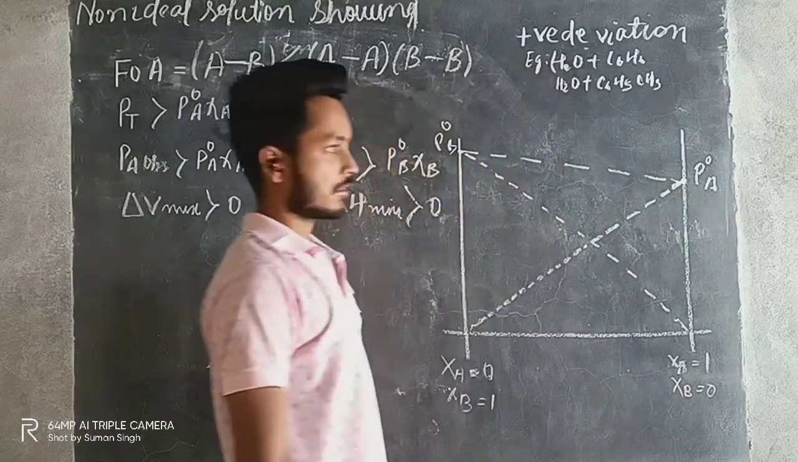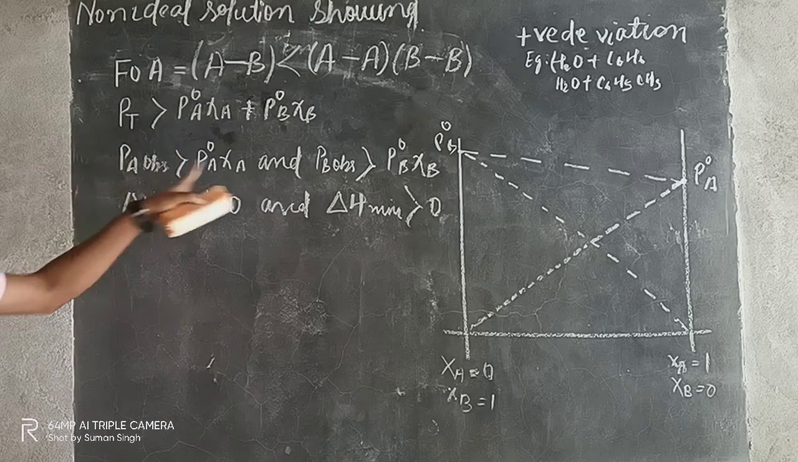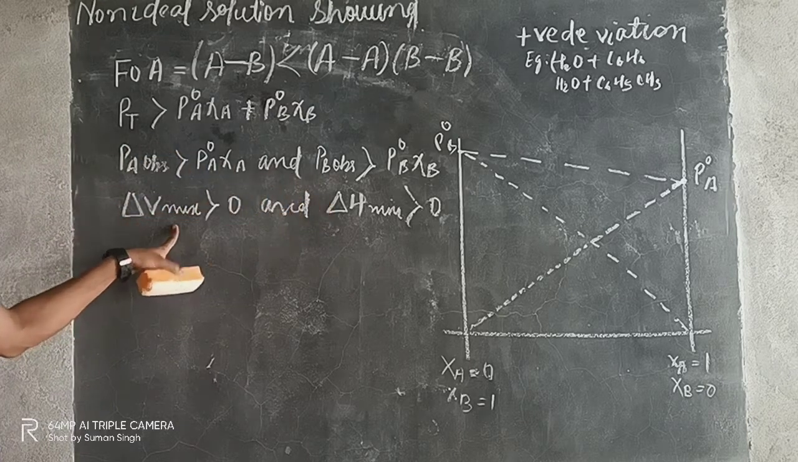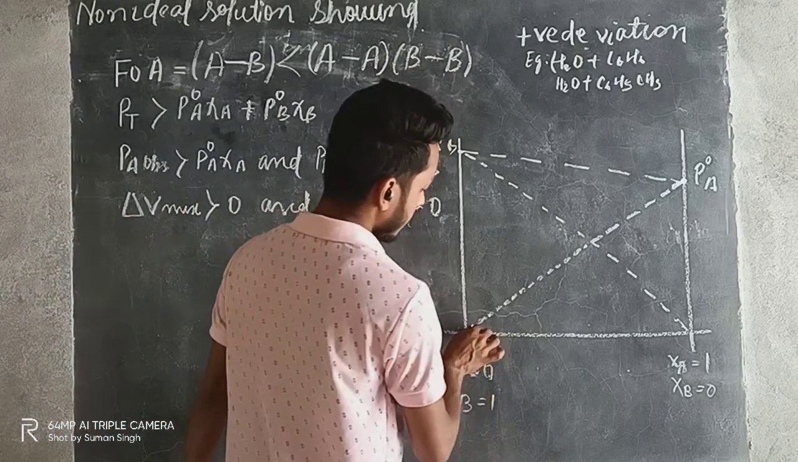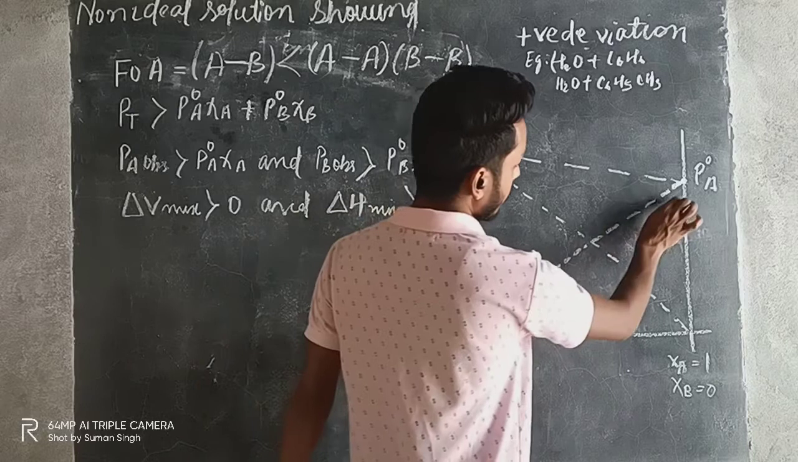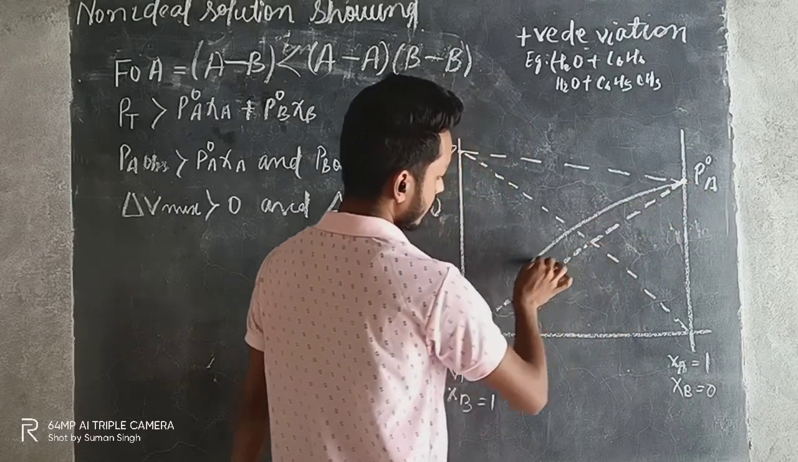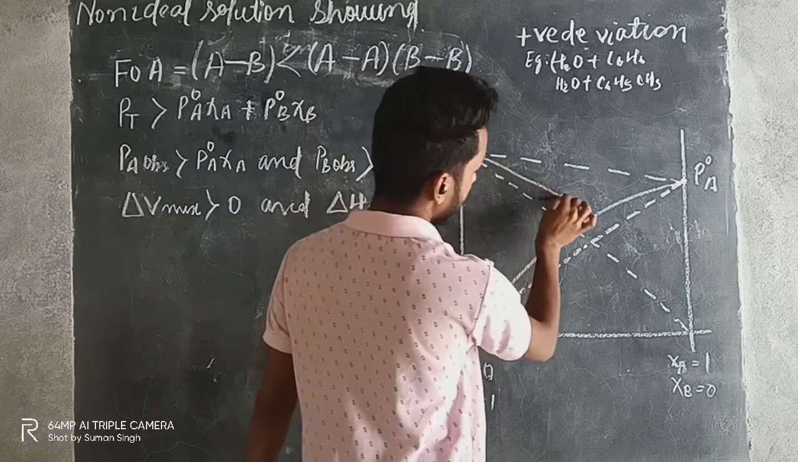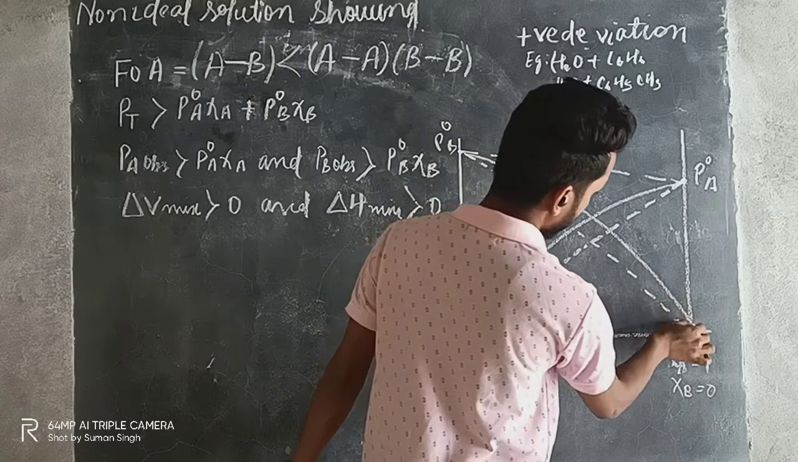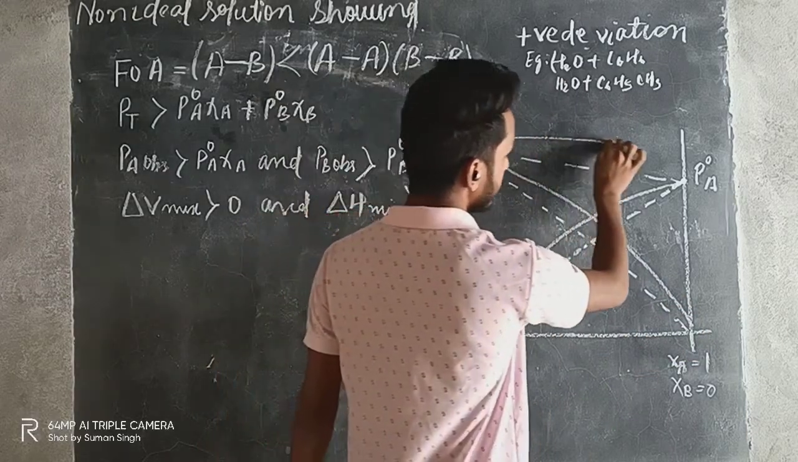Now in this case, everything has increased. You just see, P total has increased, P naught A will increase, P naught B will increase, delta V mixing has increased, delta H mixing has increased. Previously, in the negative deviation, the graph was going down from here, right? But in this case everything will be higher, like this. Everything will be greater, as you can see. P total will also increase like this, right?